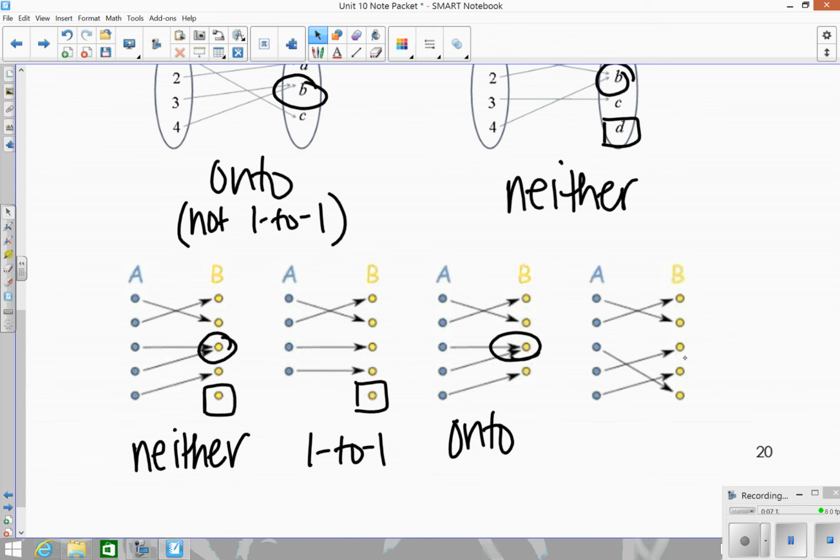And then this one, it's onto and it's 1 to 1. Onto because everything over here is being used. 1 to 1 because each of these elements only has one arrow coming to it. So this is going to be both, which means bijective.